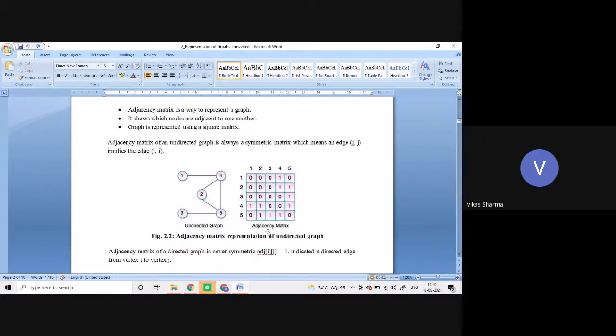So this is a digital matrix. We can see here 0 and 1 only, so it is a binary matrix.